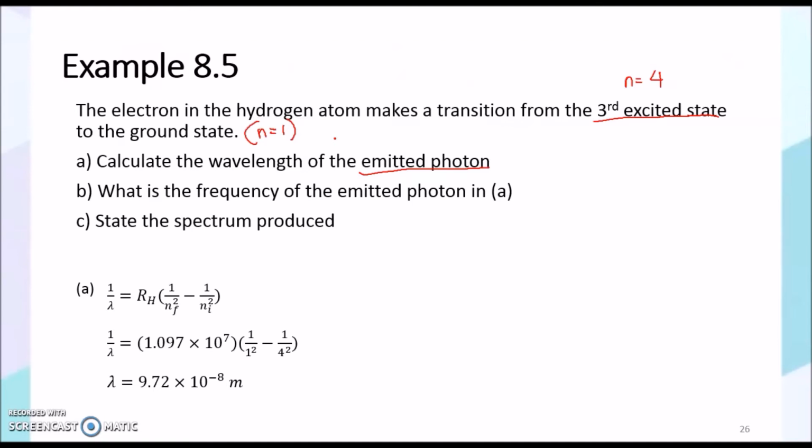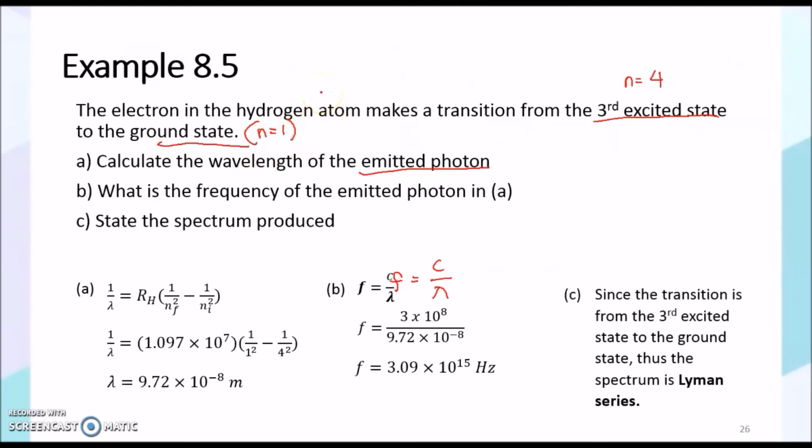For question B, what is the frequency of the emitted photon in A? So when we have wavelength, we can use this equation, F equal to C over lambda. We will get 3.09 times 10 to the power of 15 Hertz. And for question C, state the spectrum produced. We are going to look at the final energy level, which is ground state. So kat sini kita dapat tahu yang mana dia akan menghasilkan Lyman series.